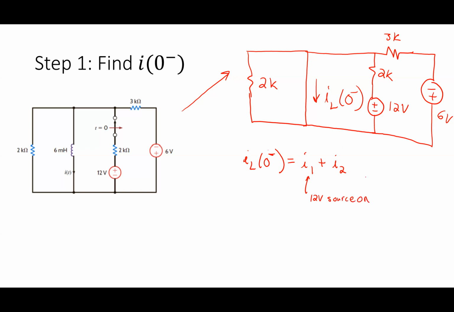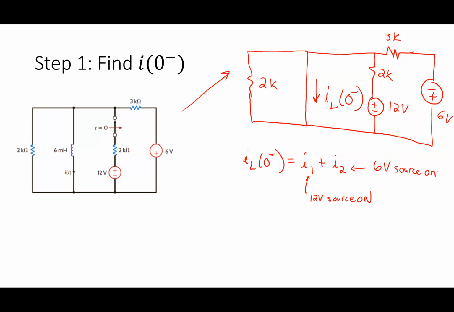12 volt source on. This guy is going to be with the 6 volt source on. Like that. All right. That's going to be my basic approach. I want to figure out what I1 is first, and then I'm going to figure out what I2 is.